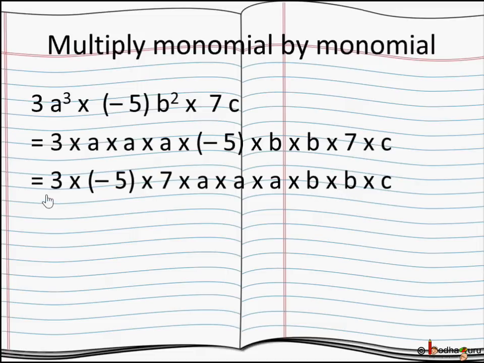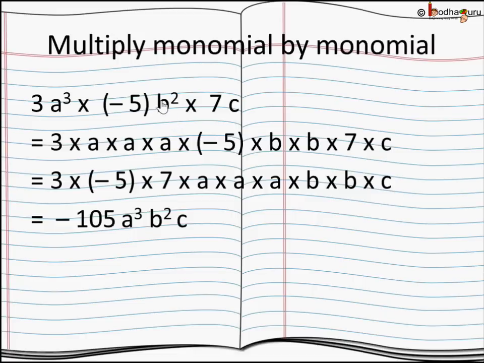Now multiply these things. 3 into minus 5 is 3 into 5 is 15, plus into minus is minus, so it becomes minus 15. And minus 15 into 7 is 15 into 7 is 105, minus into plus is minus. So these three numbers product gives us minus 105. A into A becomes A cube, B into B becomes B square, and C remains C.